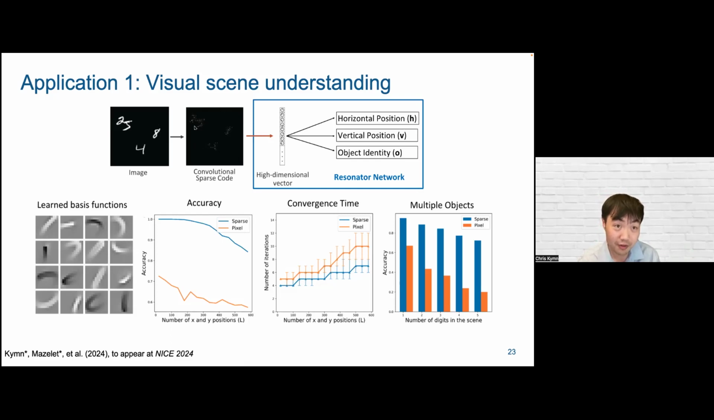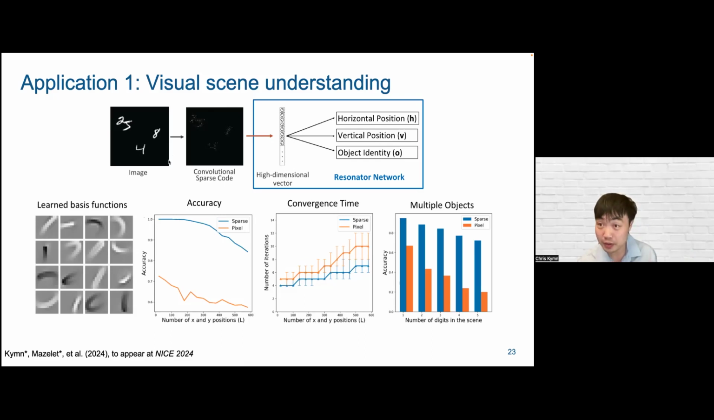So now all of this information is represented or distributed across this high-dimensional vector, and then we feed it to a resonator network where, in this case, we're taking simply the horizontal position, vertical position, and object identities for each of the objects in this particular visual scene.